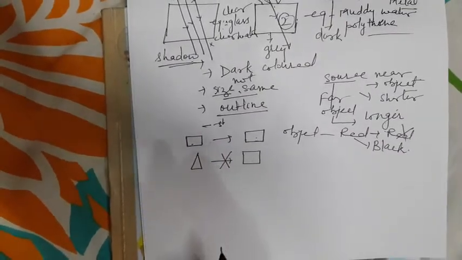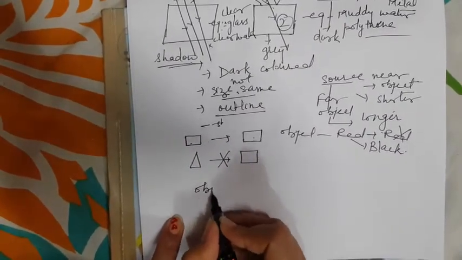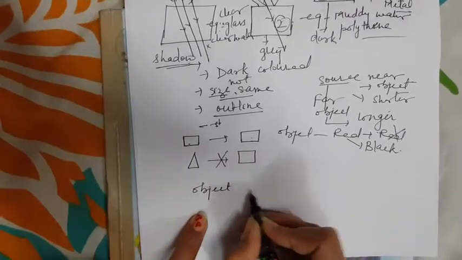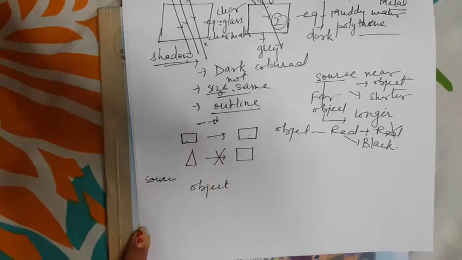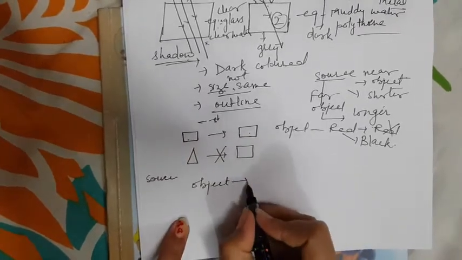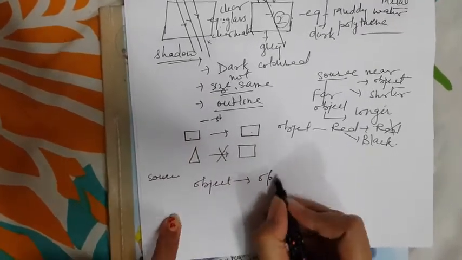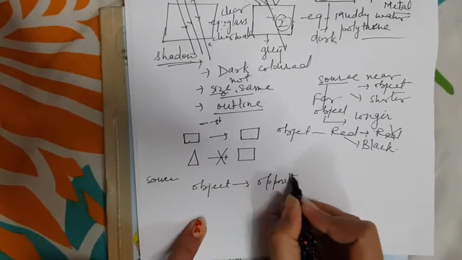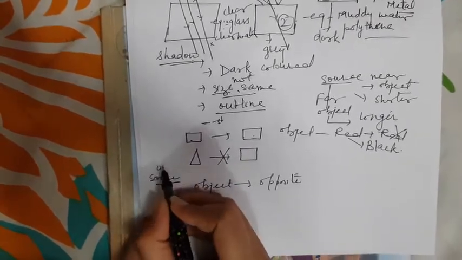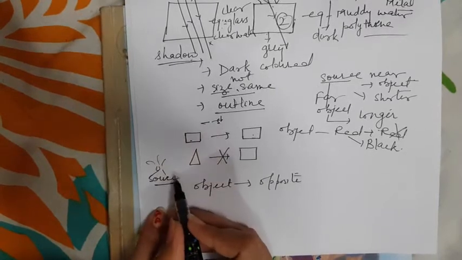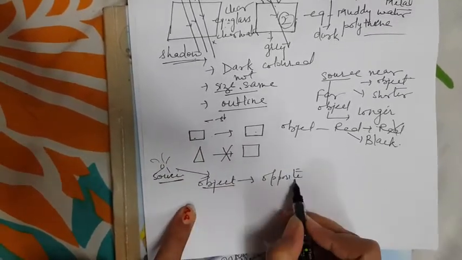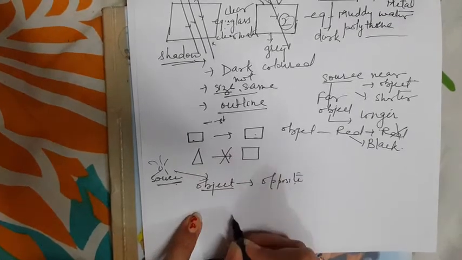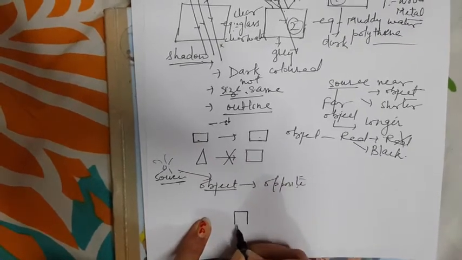Next feature of shadow is that we have an object here and a source here. The shadow will always be formed just opposite of the light source. Here is a source. It's providing light. It will fall on an object and the shadow will always be on the opposite side of the source.